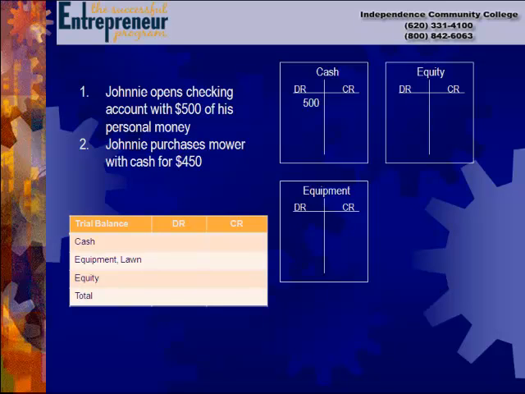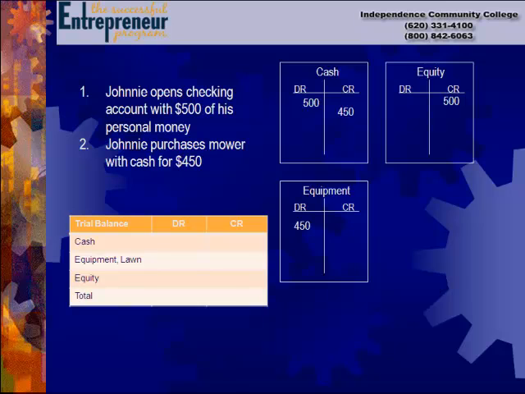If the account is an asset, additions are recorded on the left side of center, subtractions on the right side. Equity and liability accounts are just the opposite. Suppose Johnny opens a checking account with $500 of his own money. The first thing we do is record the addition of $500 to the cash account on the debit side. The next thing we do is record an addition of $500 to the equity account on the credit side.